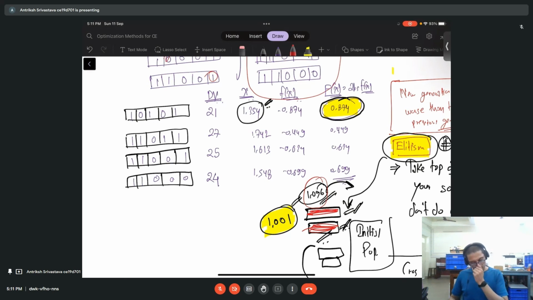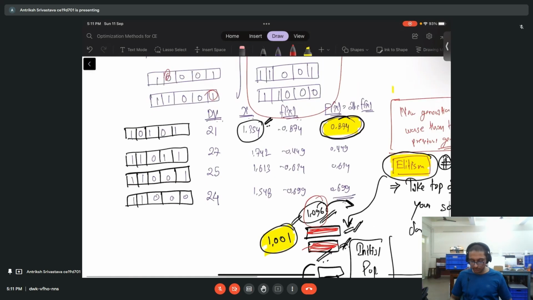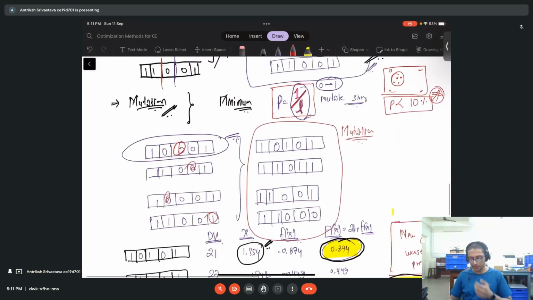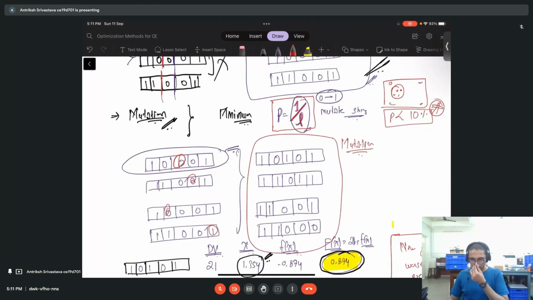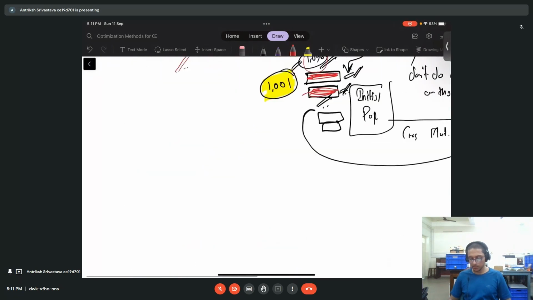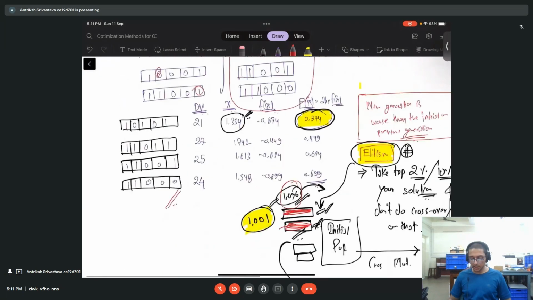Yes, sir. Okay, so this is all for one iteration. Then again, you do the same process with this as your initial population. Do the selection, crossover, and mutation. So that's what I wanted to show you using the hands-on example for the genetic algorithm.